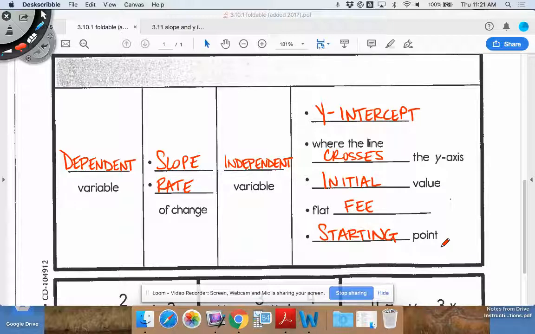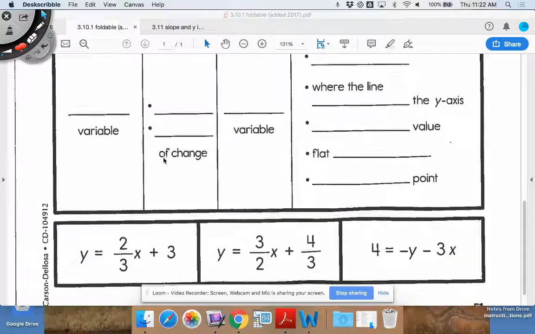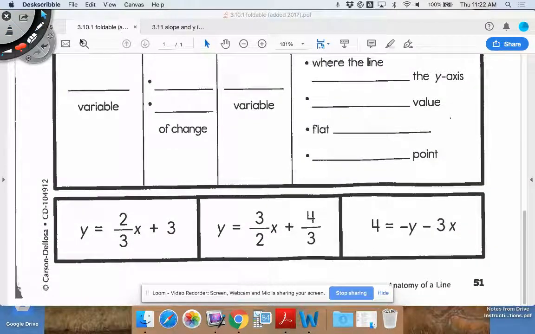So underneath that, we have three equations, some of which are in y equals format, and we're going to identify the slope and the y-intercept. So the y equals 2/3x plus 3, wherever you have that on your page, find that one. What is the slope of that one? 2/3. So underneath, we're going to write m equals 2/3.